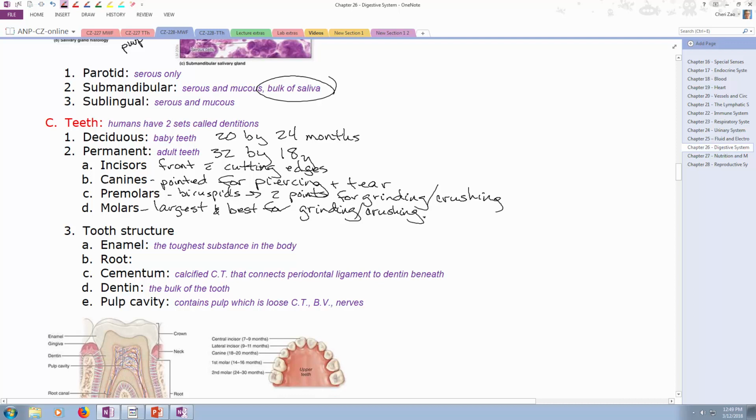So we'll stop there. We'll get into tooth structure on Wednesday, and I hope you guys get a chance to enjoy some of our sunshine today.